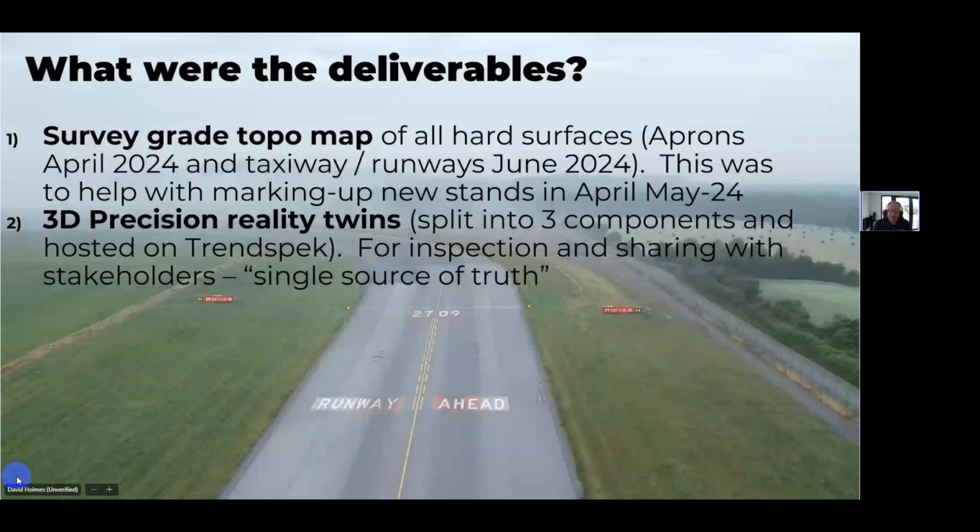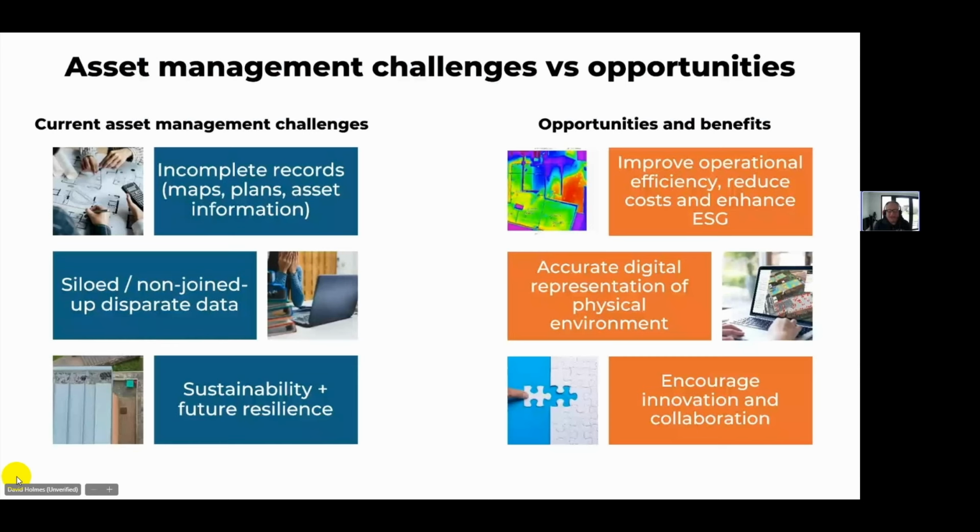So there are lots of challenges and opportunities when you talk with clients about things. I'm not going to spend too long on this, but essentially any large asset owner has incomplete information, and what we're trying to do with our data capture is give a better understanding of what those assets are so that they can make better decisions.